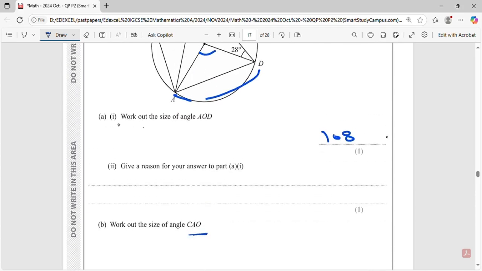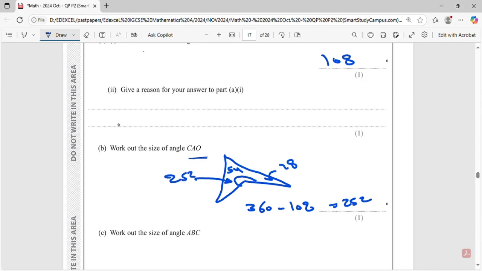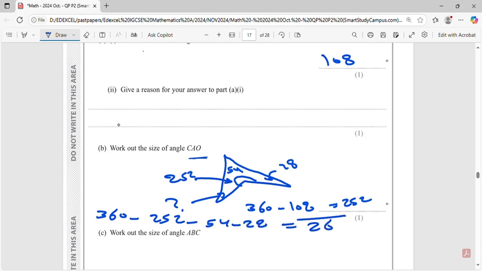Here he asked me for CAO. How can I calculate CAO? Of course, for this shape, I will assume that we have this shape. This is 54, of course, and this is 28. Now I need the measure of this angle, and I know that the measure of this angle will be 360 minus 108, which is equal to 252. So this would be 252 also. Now I need to know this measure, which is unknown. So in this case, I will calculate 360 minus 252 minus 54 minus 28, which is equal to 26. So this is the measure.